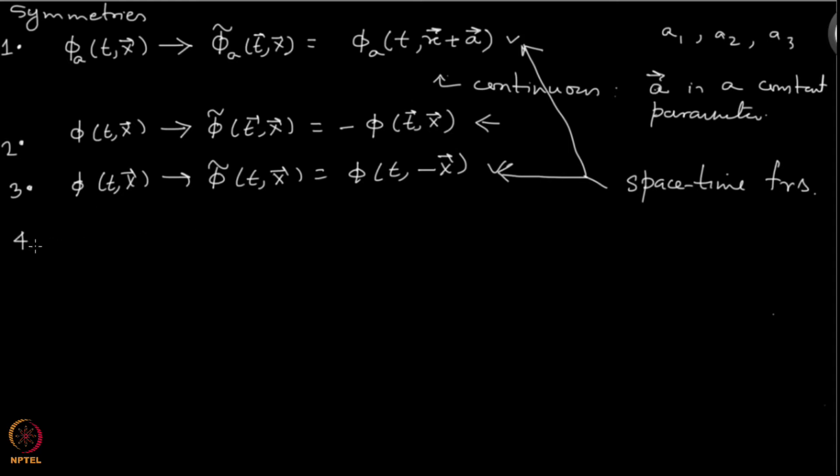So, let me give you one more example of internal symmetry. Think of phi a of x. Now, instead of t, x, I am writing just x. If this goes to phi tilde a of x, where u is a unitary matrix, then this is an internal symmetry. So, this one and this one, these are internal symmetries.